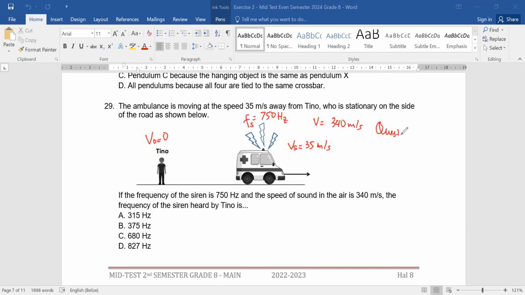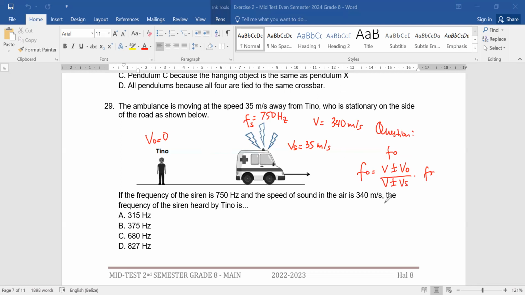And the question is, you need to find out what is the F, or the frequency, that will be heard by the observer. So to count it, the frequency that will be heard by the observer will be counted as V plus minus VO over V plus minus VS times FS. Okay, you can use your logic for this, or you can just memorize this.